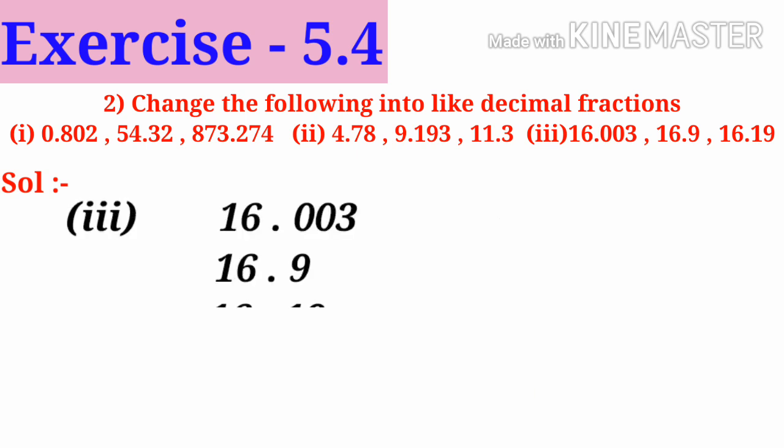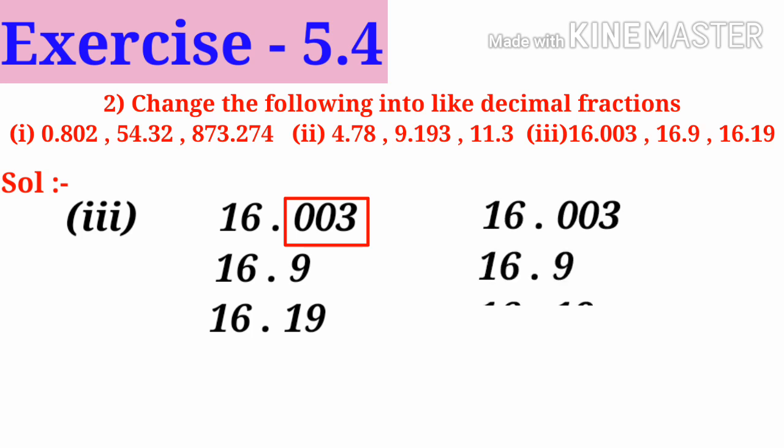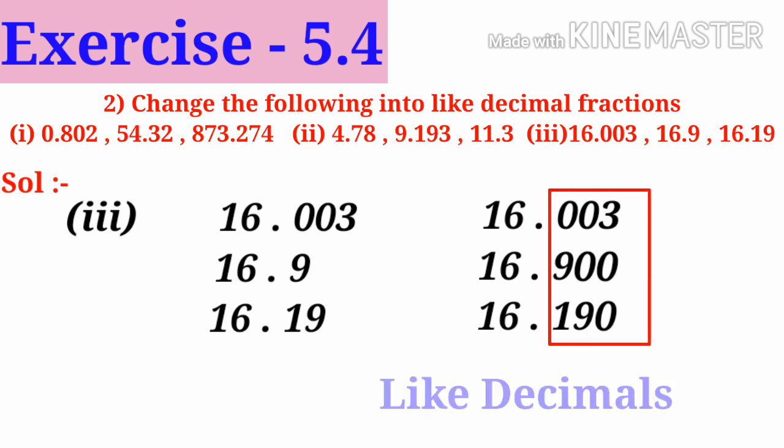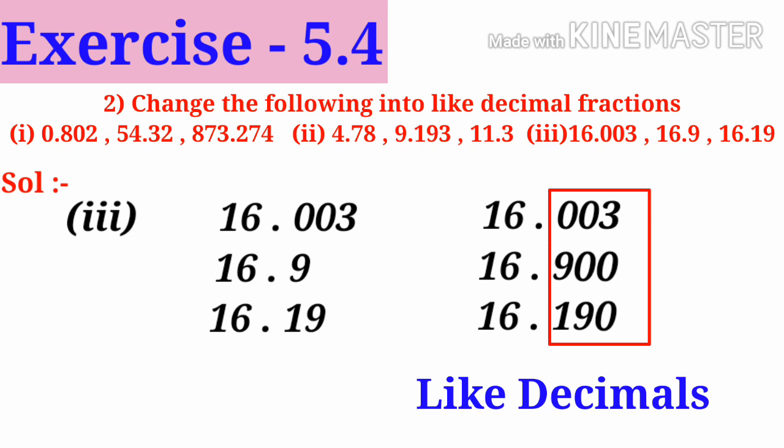Number 3, 16.003, 16.9, 16.19. Observe that maximum decimal places are 3. So we can convert other decimals by just adding 2 zeros to the second decimal fraction and 1 zero to the last decimal fraction. Now all are having 3 digits in their decimal part, so all are converted into like decimals.